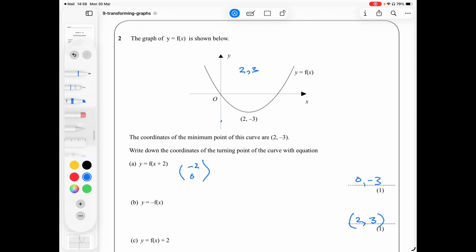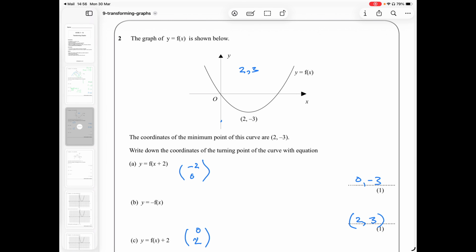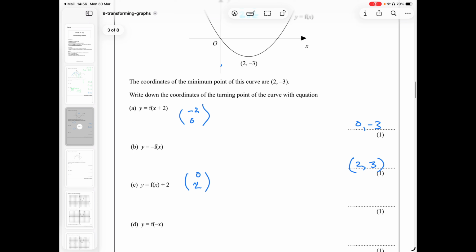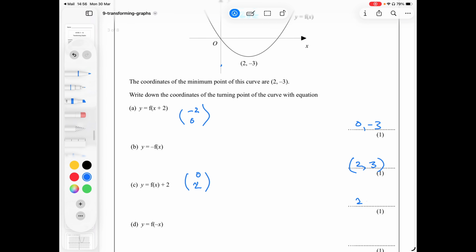And then if it's outside the brackets, it is the same as saying go up by 2. So you go (2, -1). And if it's minus x inside the brackets, that's saying flip it along the y-axis. So we will get (-2, 3).